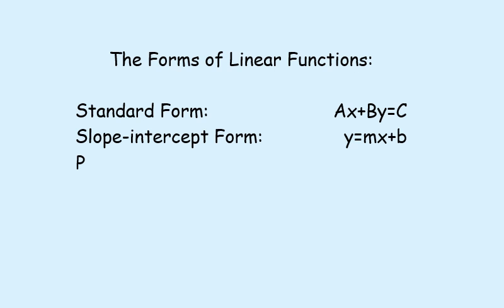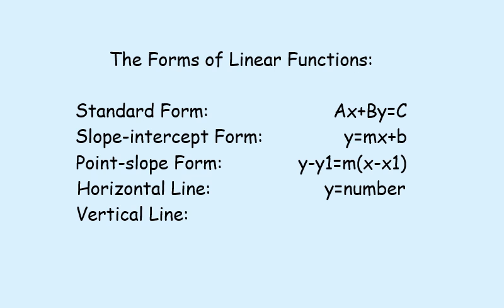The forms of linear functions are actually pretty diverse, but you can always get from one form to another. So first we have standard form. Standard form has a couple of rules. Number one, whatever number you are using for A has to be a positive whole number. For B, it just has to be a whole number. And for C, also has to be a whole number.